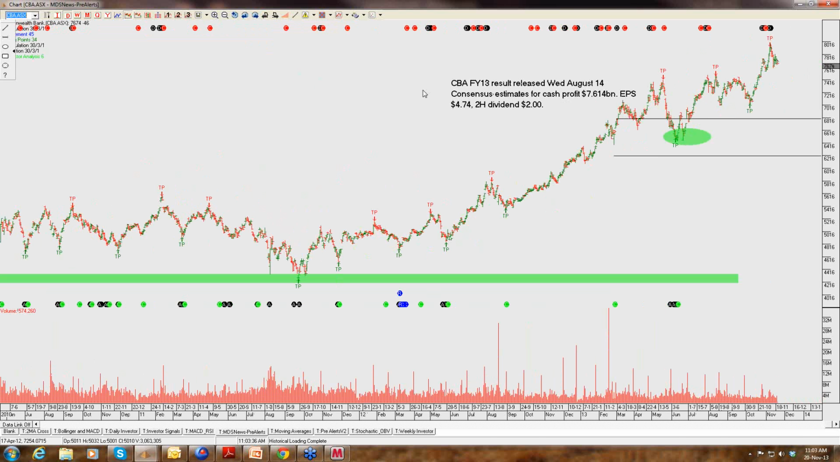CBA pays its dividend in February, so you would expect some money to start rotating out of Westpac, NAB and ANZ into CBA. However, it is expensive. Probably out of all the banks, CBA provided, I think, the least optimistic growth outlook, and yet it's trading on the highest PE across the four major banks. Somewhere back at around $74, I think the stock will be very well supported.